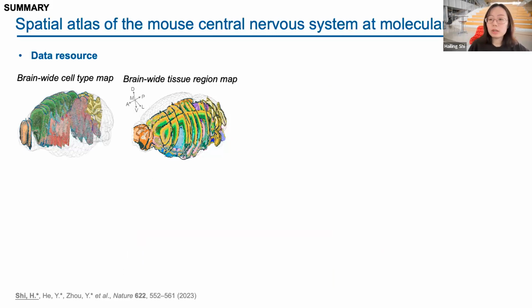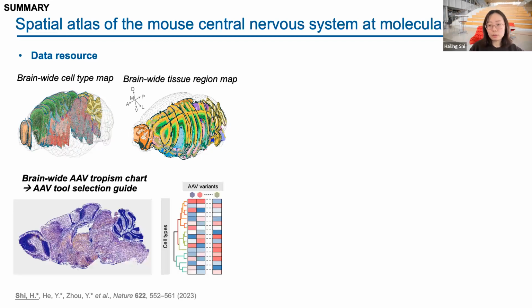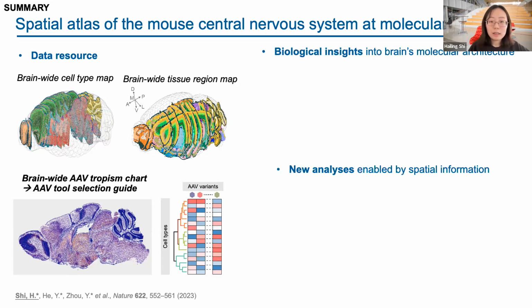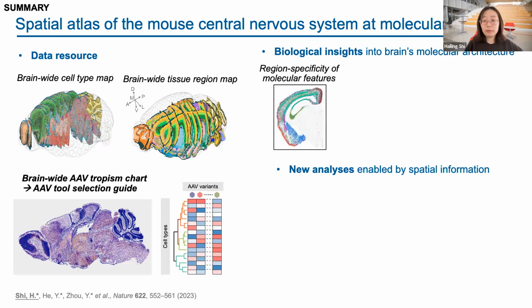In summary, this work offers a comprehensive spatial molecular atlas across the entire mouse central nervous system at 200 nanometer resolution. We provided a careful annotation for over 1 million cells from 230 different subtypes, 106 molecular tissue regions, as well as the brain-wide AAV tropism chart for gene manipulation accessibility information. Importantly, it provides a roadmap for investigating brain-wide gene expression patterns and cell type diagrams in the context of brain anatomy. We were able to show the region specificity of individual cell types.